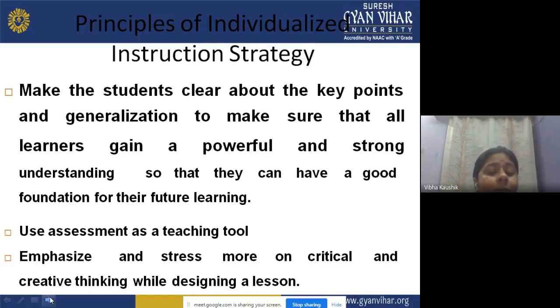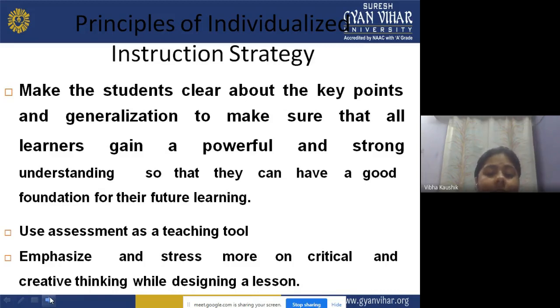What is the main focus? To make them understand the concept and gain that much knowledge, to make sure that learners gain a powerful and strong understanding of the concept which the teacher is going to teach, so that they can have a good foundation for their future learning. If they understand that concept, then it will help them in their future learning. If they do not understand a particular concept, then that concept will not help them for their future learning.